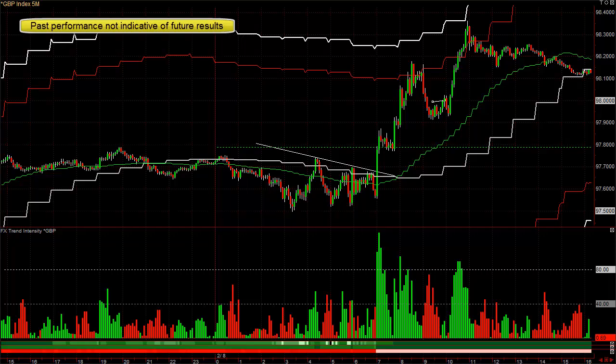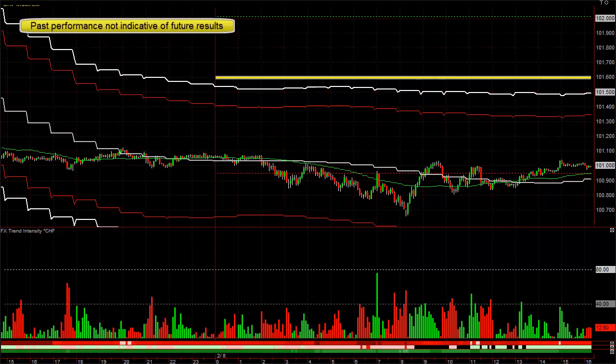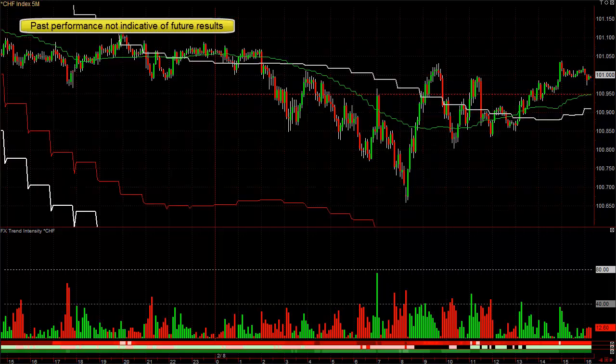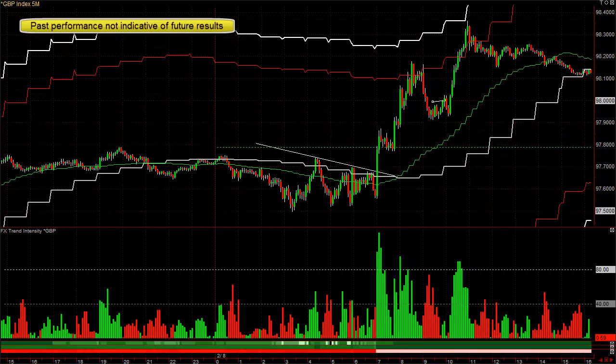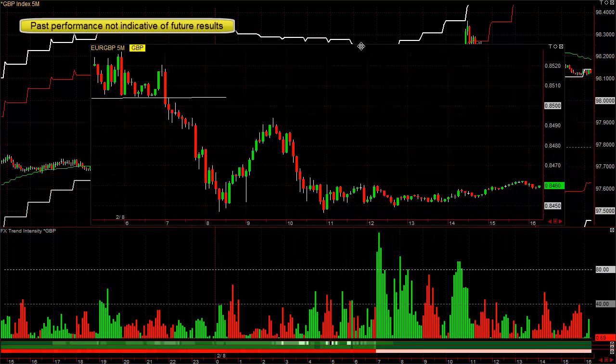Now let's take a look at some of the other pairs. We'll look at the Swiss. This one was trending down all day, right? So we know the pound was strong at 7. Could have bought the pound Swiss at 7.